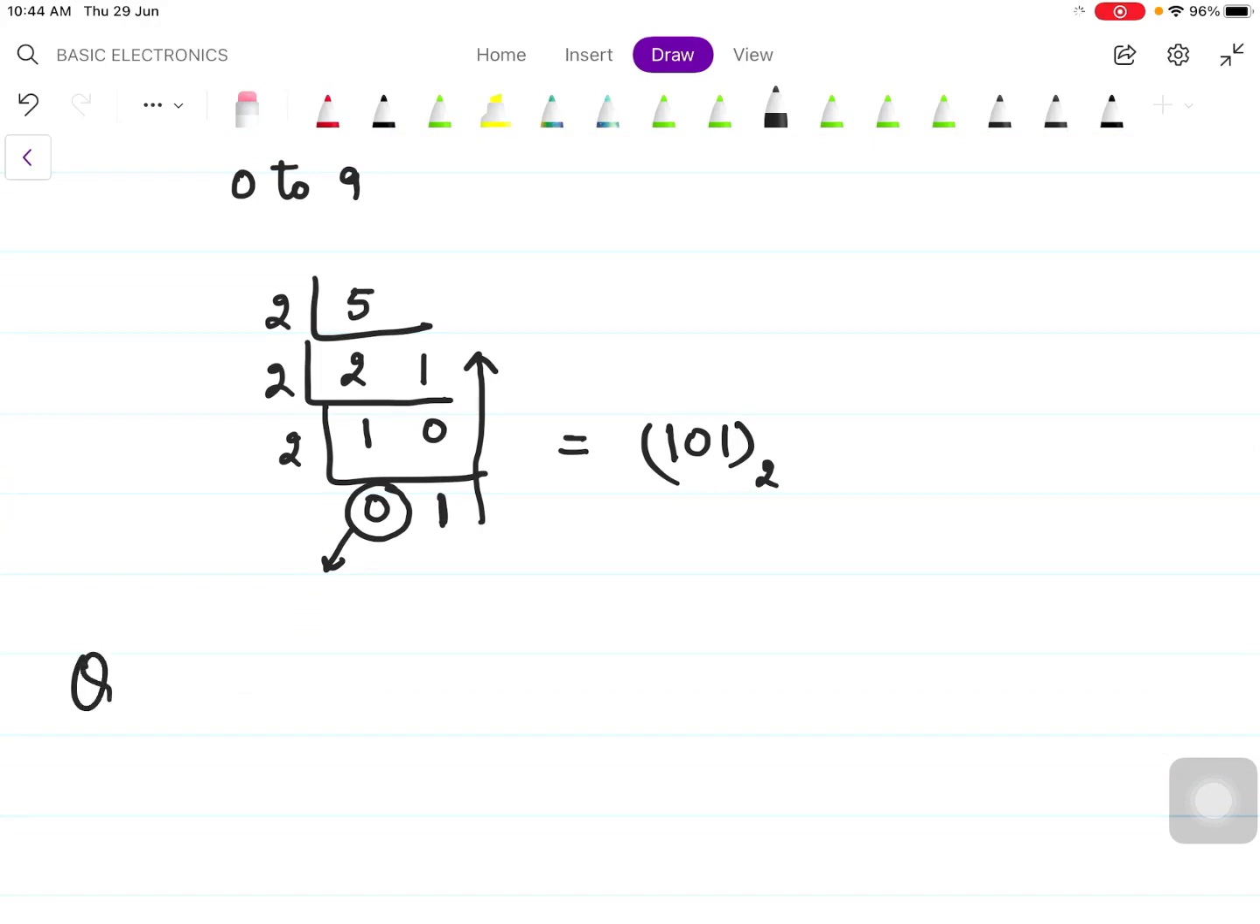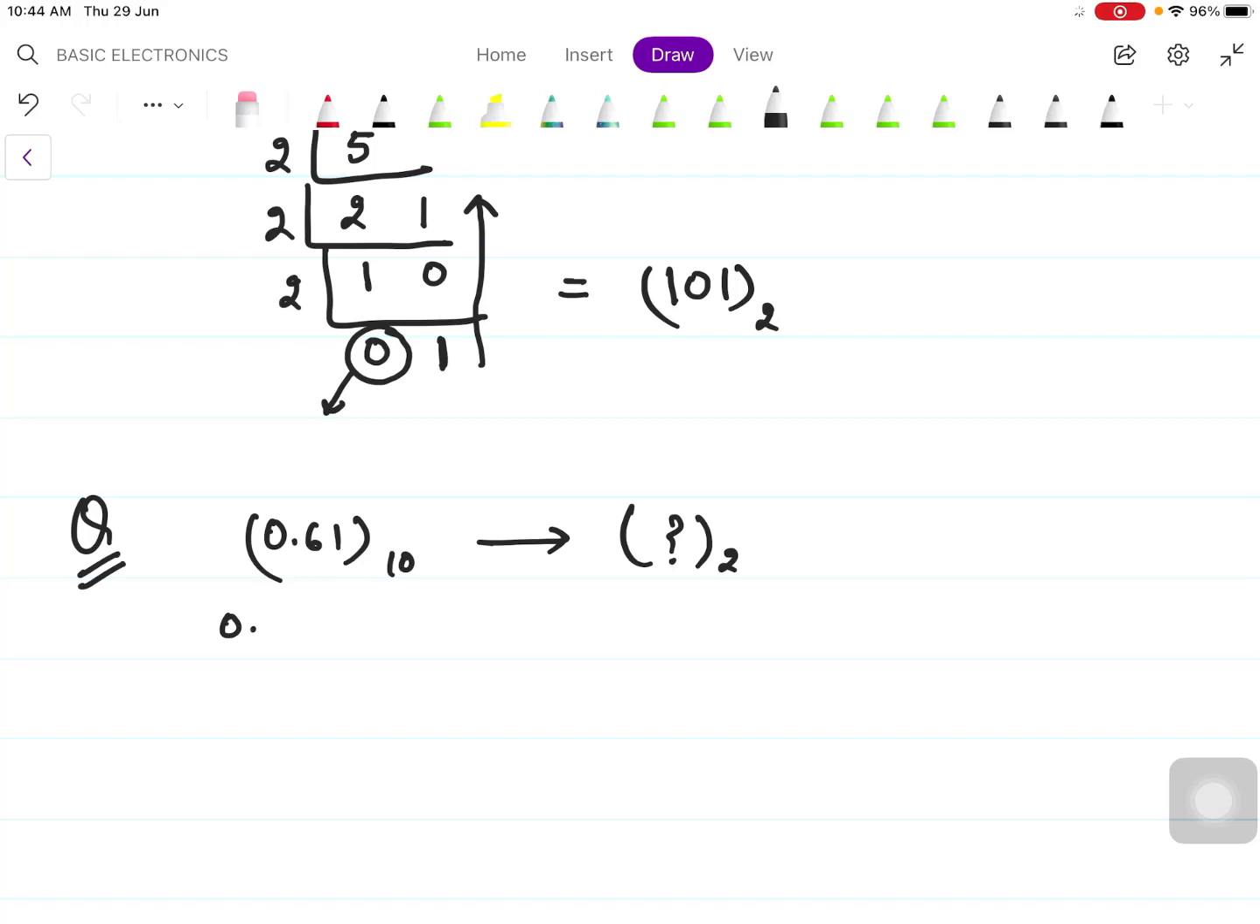Now next question, if this decimal number is in points, that means you are not given a whole number, in fact you are given a number after the decimal. And you are asked to convert it into binary. So what will be the method? Instead of dividing it by 2, you have to multiply it by 2. So 0.61 will give you 1.22. Now you have to record this whole number, that means 1 gets recorded and the remaining is 0.22.